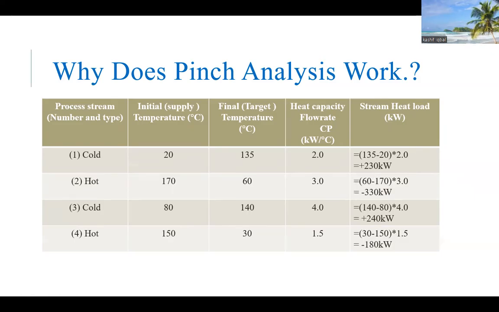For example, the cold streams have a total of 230 kilowatts, which can be taken from the other hot streams. Just like this hot stream, it has 330 kilowatts, which can be given to other streams. So these streams can be used from one unit to another unit, so that the utility requirement from the utility section is reduced.